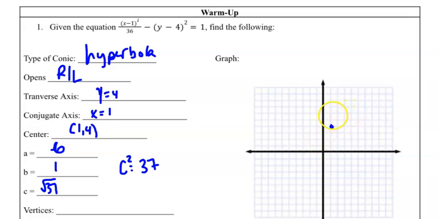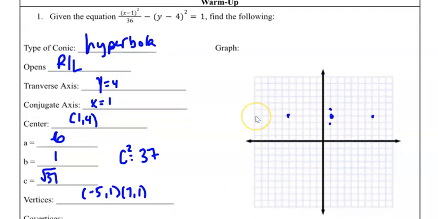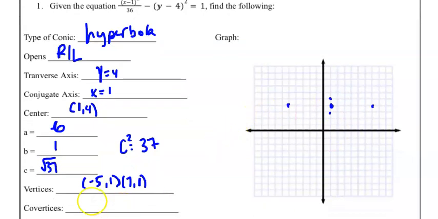For our vertices, we're going to go left-right because this opens left-right. So we're going to go right by 6, and we're going to go left by 6, so that gives us vertices of negative 5, 1 and 7, 1. The co-vertices will go up by 1 and down by 1, so that gives us co-vertices of 1, 5 and 1, 3. I'm going to go ahead and draw in my rectangle.